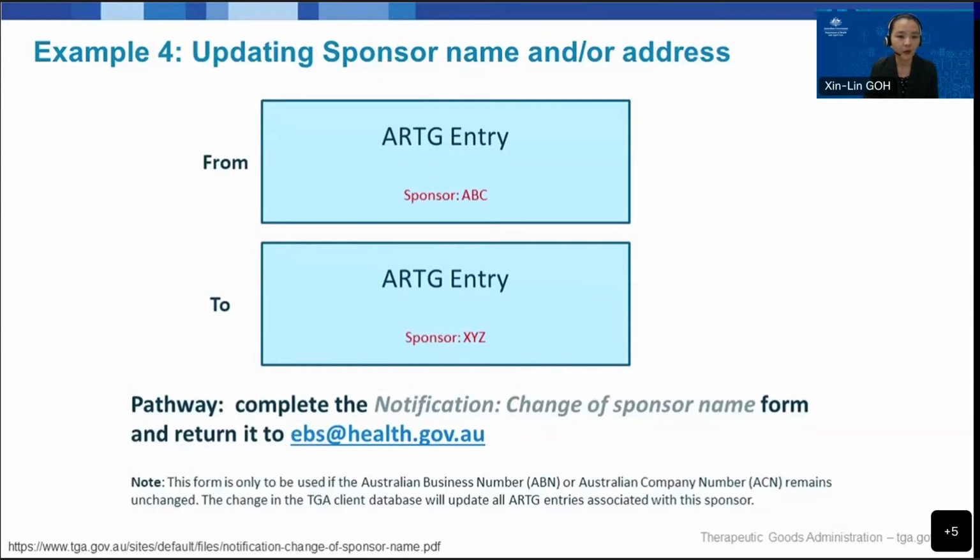Here we have example 4, where the sponsor is seeking to change their name or address. And in this scenario, they will need to complete a notification change of sponsor name form and email that to ebis@health.gov.au. So please note that changes to sponsor details cannot be done using a manufacturer evidence variation form or a device change request form.